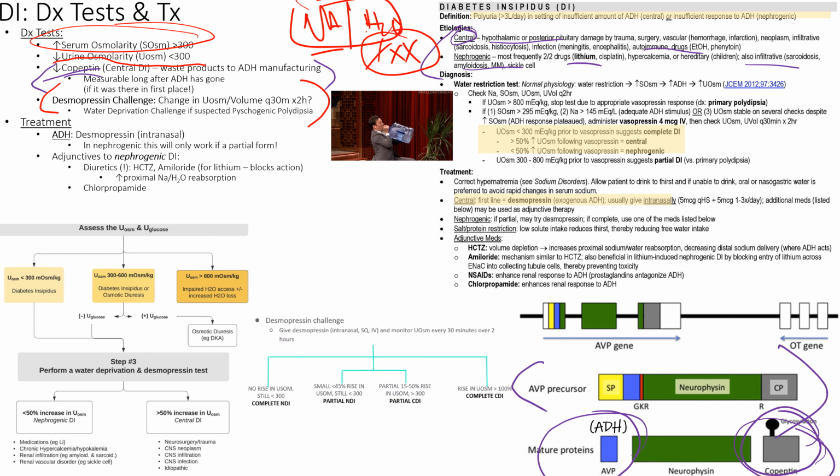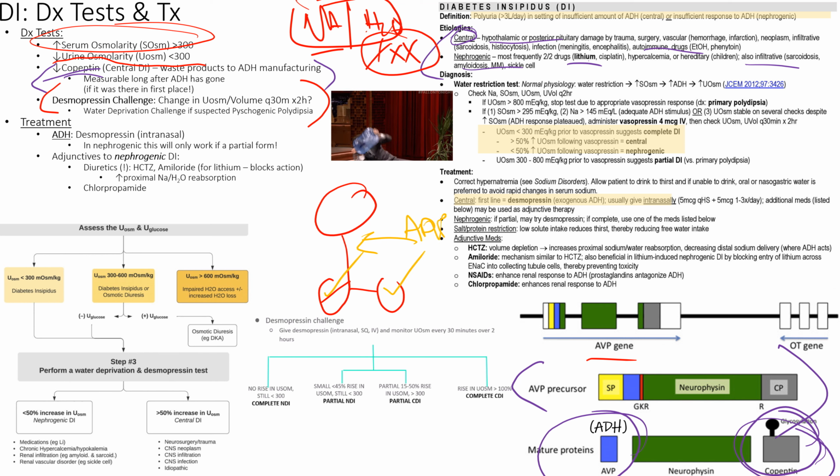If we give DDAVP or ADH or AVP or whatever you want to call it, vasopressin, to this patient who has central DI, will it affect their kidneys? Will it work on the kidneys? Yeah, the kidneys work. It's central DI. The brain is not working, right? So my kidneys down here, I've got brain up there. If I give DDAVP to this patient, right, I give ADH to this patient, the kidneys respond, right? And my urine output goes down or up.